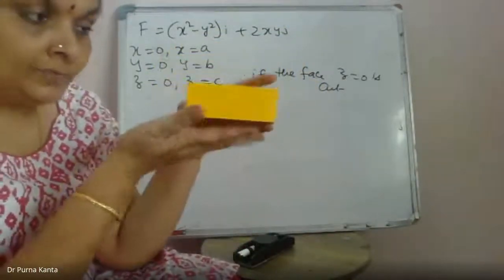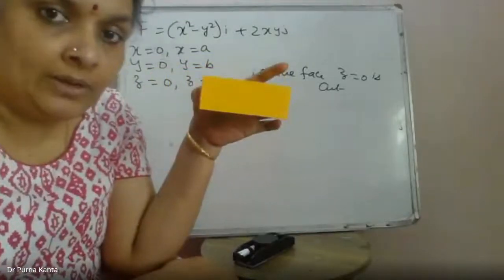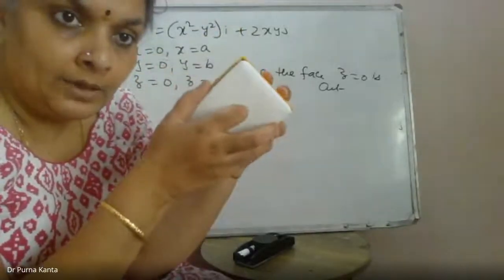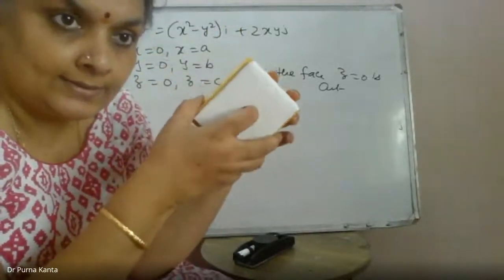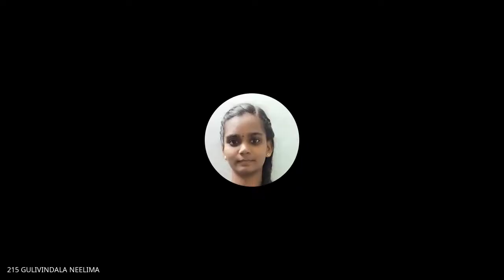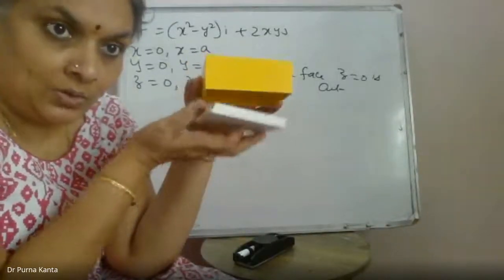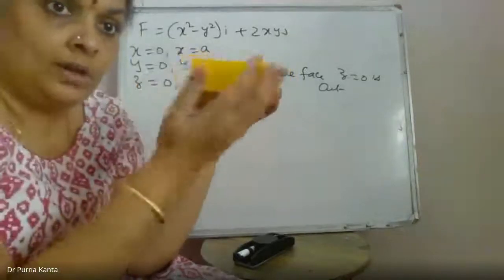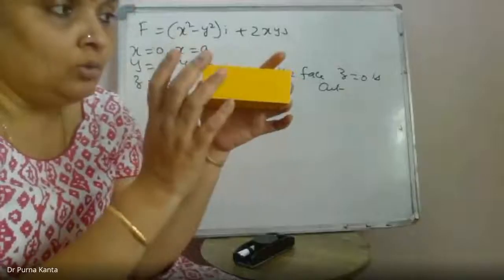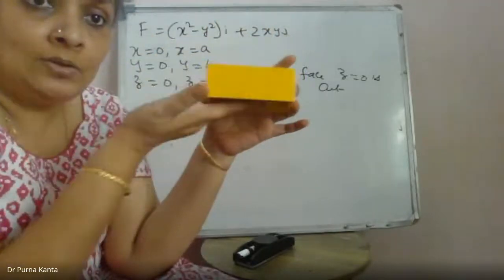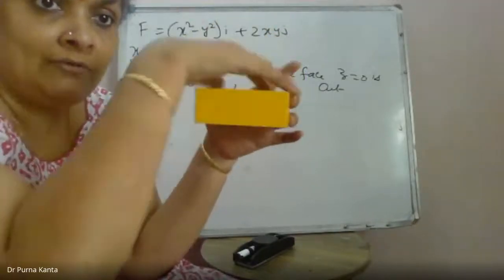Bottom, it is open. So altogether, how many faces will it be having? If the box is closed like this, how many surfaces will it be having? 6 faces. Yes, 6 faces. In this, one face, which is z is equal to 0 at the bottom, is removed. So altogether, how many faces will it be having? 5 faces. 2 faces on x-axis, 2 faces on y-axis, 1 face on z. The z is equal to 0 plate is removed. So altogether, we have 5 surfaces.